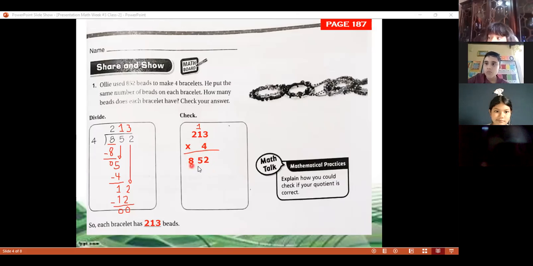Now, do you check here? 852 is the same 852 that we have here. So is it correct, our answer? Yes or no? Yes, it's correct. We check by multiplying the divisor and the quotient. And the answer is 852. The answer is our dividend. So it's correct. So 213 is the number of beads that each bracelet will have.